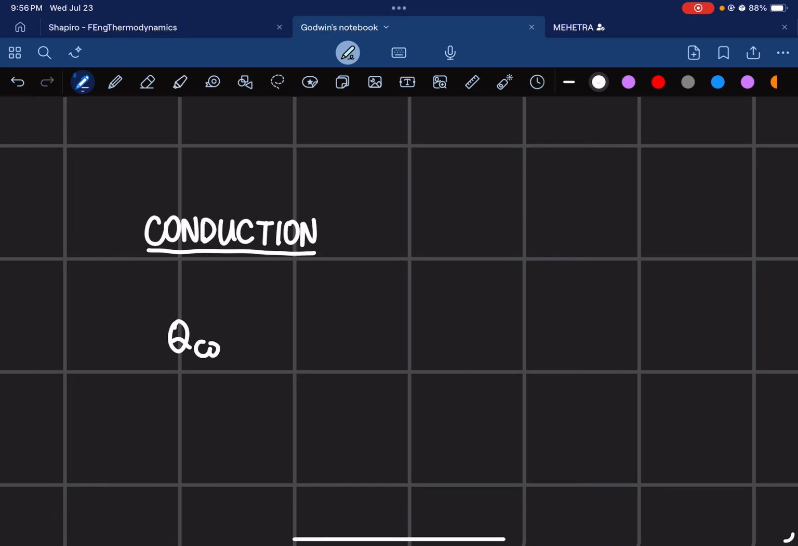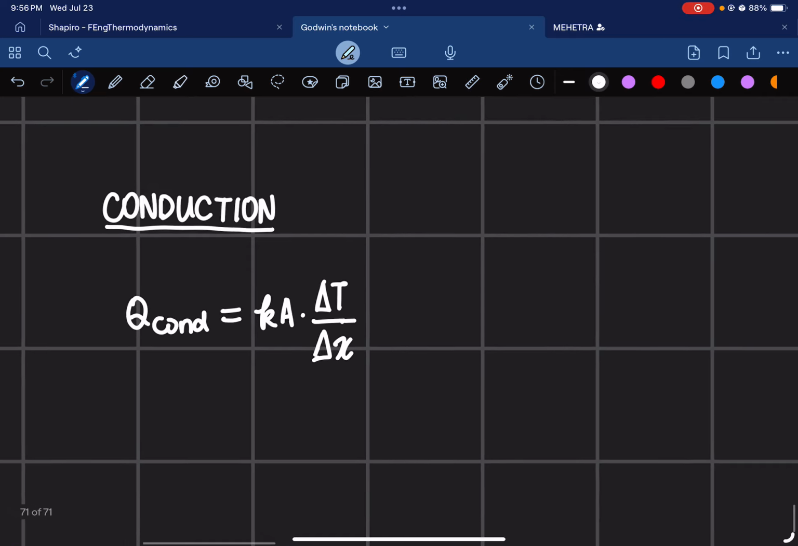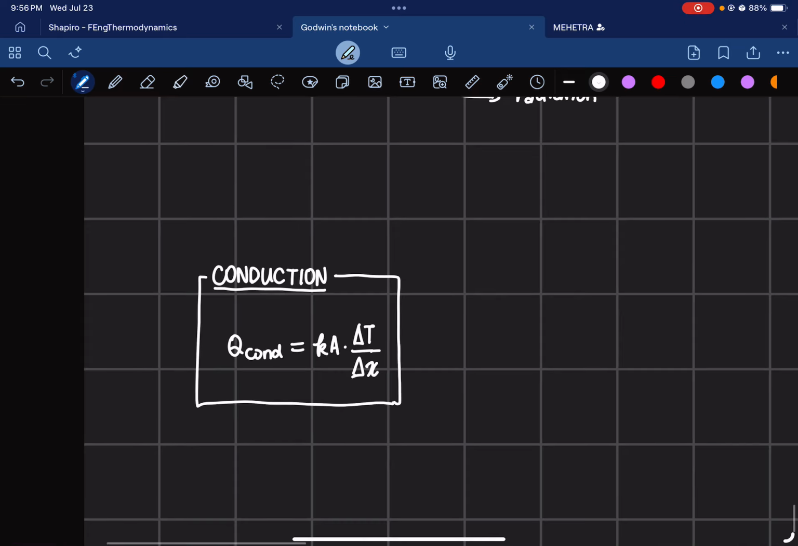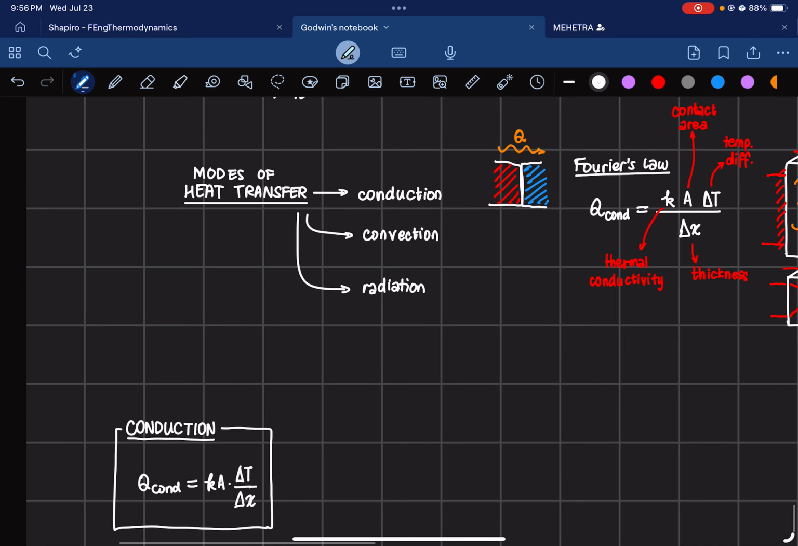Q cond is equal to K. Actually, K can be written down sa baba, and then A as well. And then delta T over delta X is usually written down like this. Right? That is now your Fourier's law. Okay, now, the next one will be convection.